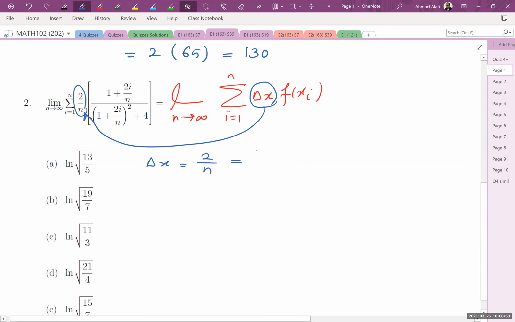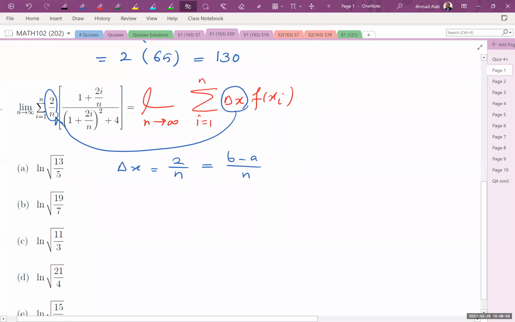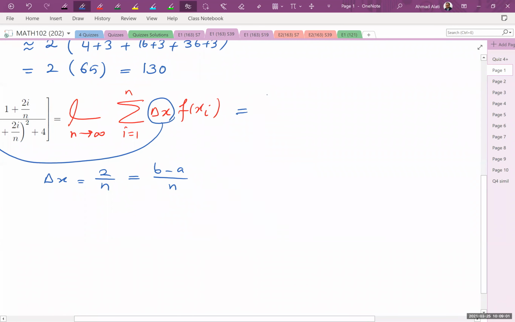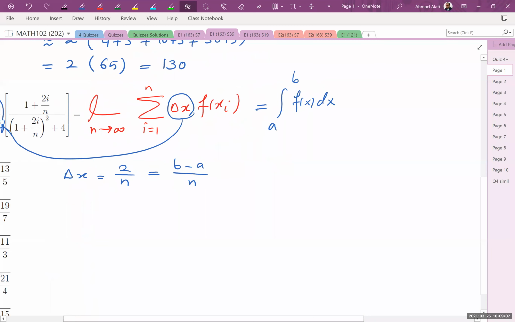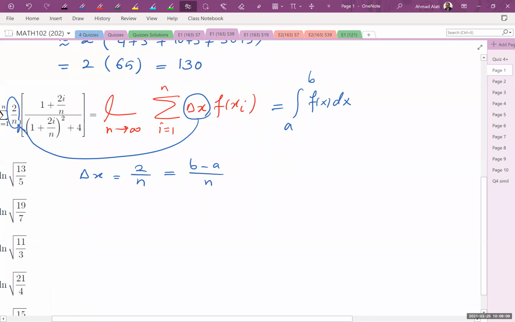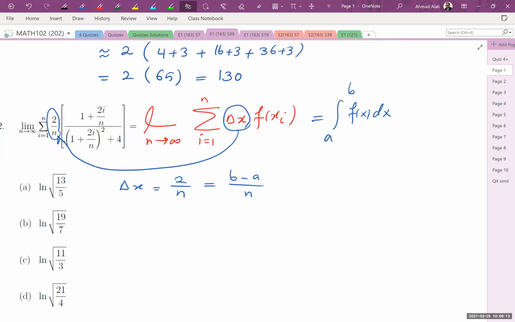And you know that delta x is b minus a over n. So what is b, what is a? We need to know that, because at the end, this will be the integral from a to b of f of x dx. We need to find what f of x is and what a and b are. So here, if you look at this part, this could be what? Xi.